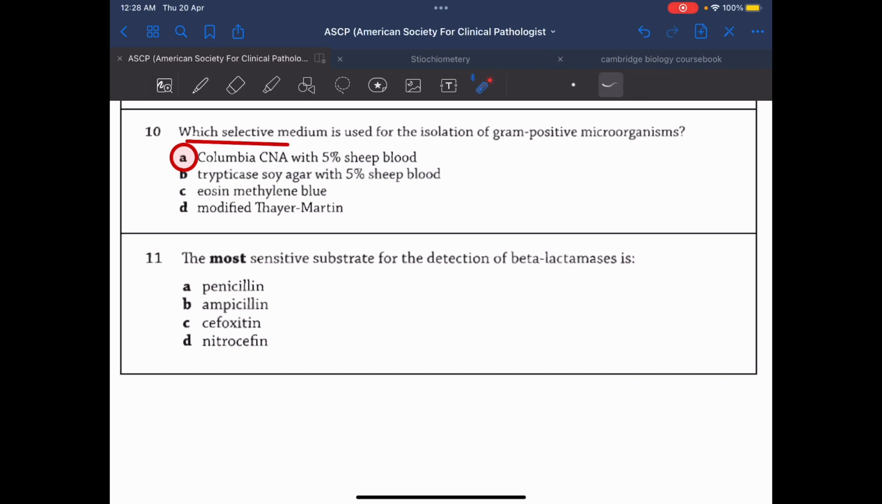Question number 11. The most sensitive substrate for detection of beta-lactamase is penicillin, ampicillin, cefoxitin, or nitrocefin. The chromogenic cephalosporin test using nitrocefin is the most sensitive and specific test for detection of beta-lactamase. Acidometric tests employing penicillin are less expensive but not as sensitive as the nitrocefin assay. So the correct answer is D, nitrocefin.